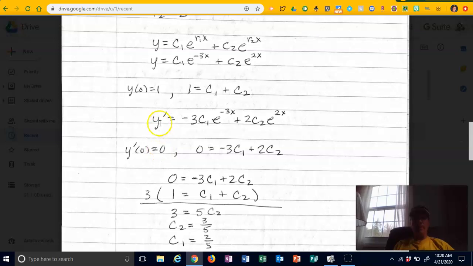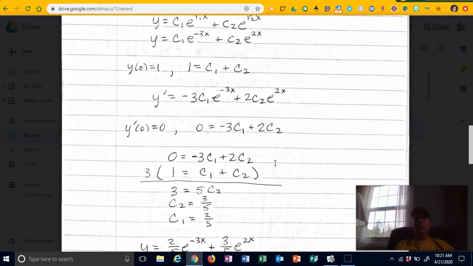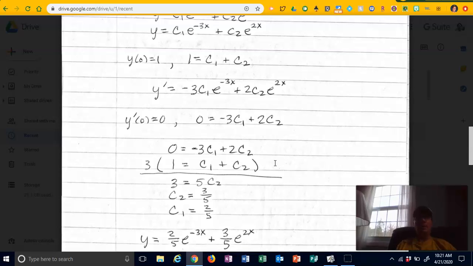So y prime is 0, so this is 0 when x is 0. So I get negative 3 c sub 1 e to the 0. Well, that's a 1, so I get negative 3 c sub 1 plus 2 c sub 2 e to the 0, which is just 2 c sub 2. So what does that mean? I still don't know what c sub 1 and c sub 2 are, but they have another relationship here. That, along with their relationship up here, really becomes two equations and two unknowns, and I can solve it any way I want. Substitution, elimination, whatever. I decided to do elimination.